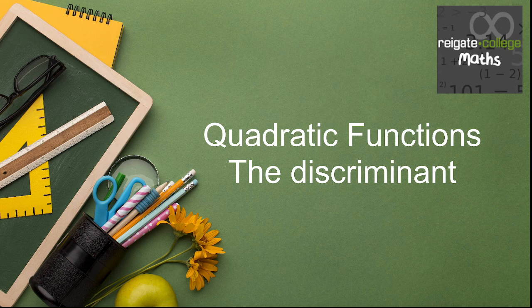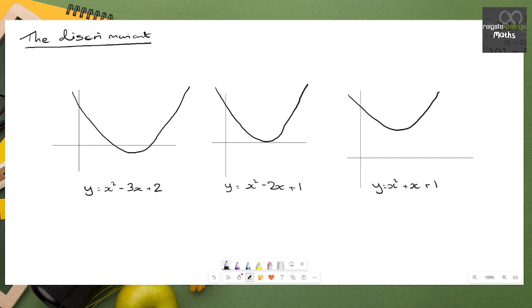So this is all to do with quadratic equations, specifically quadratics. This idea of a discriminant really doesn't exist for anything that's non-quadratic or doesn't have a quadratic-like shape. So if we take a look at these three quadratics here, we've got y equals x squared minus 3x plus 2, y equals x squared minus 2x plus 1, and y equals x squared plus x plus 1. Relatively similar polynomials, but you can see from the graphs they all look a little bit different.